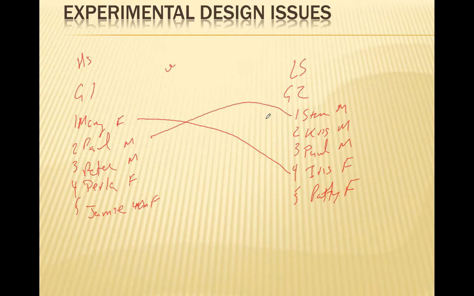Paul gets matched up to a male, Peter gets matched up to another male, Berla gets matched up to another female, and that's it. So now we have to eliminate Jamie and we have to eliminate Paul. Why? Because this individual difference of gender doesn't match up. Everyone with me? That's what we try to do with matching.